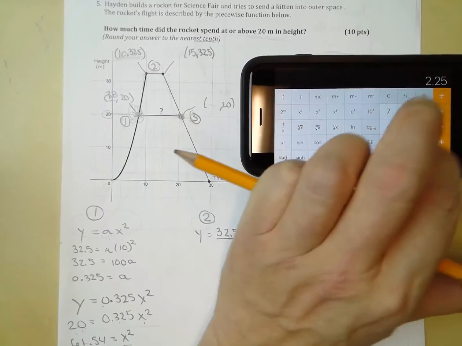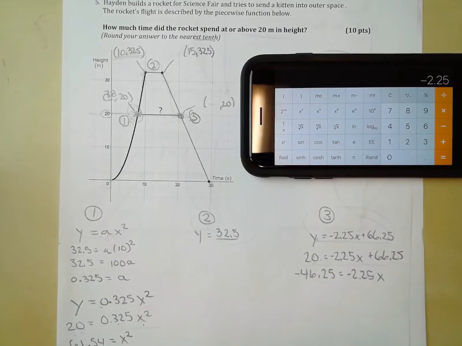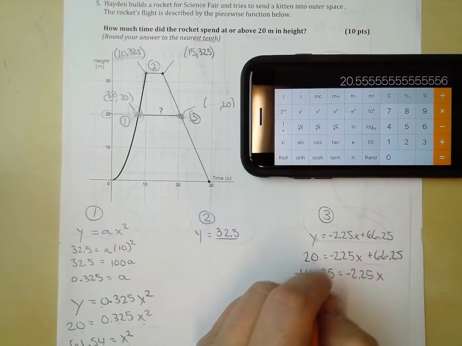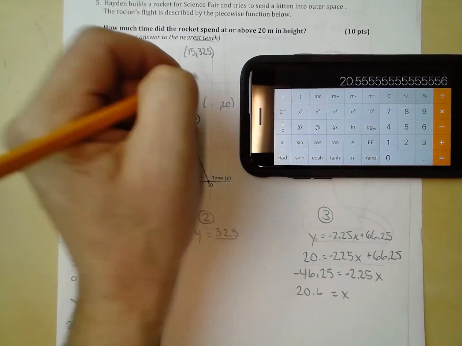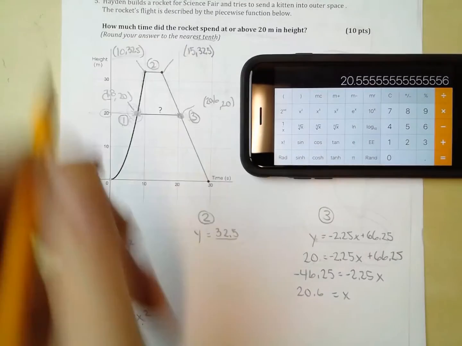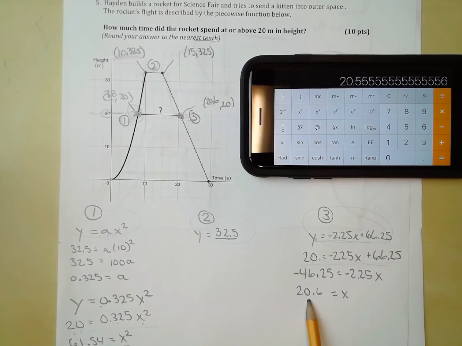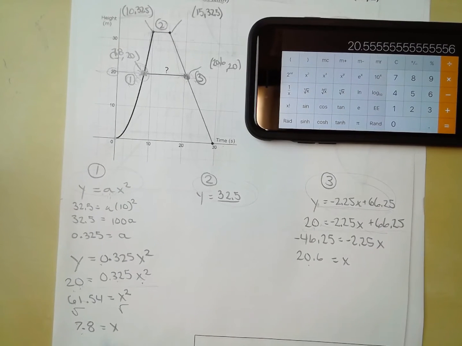So I'll take that number and divide it by 2.25, negative, don't forget the negative, and that's equal to 20.55, rounded to one decimal place, 20.6. So that's 20.6 right there. So the first time is at 7.8. The second time is at 20.6. Sorry, 7.8 for the first time, 20.6 for the second time.